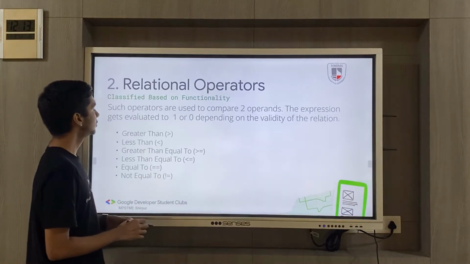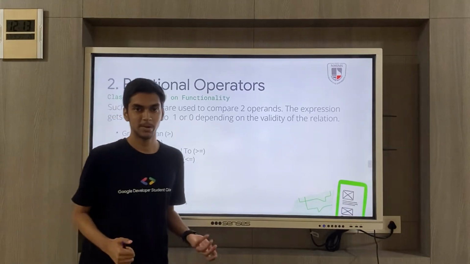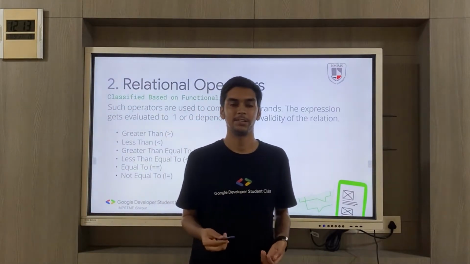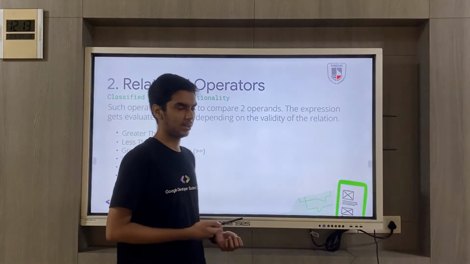Now the second type is the relational operators. We have also used these in mathematics, like we can say 7 is greater than 3 or 4 is less than 5, etc.